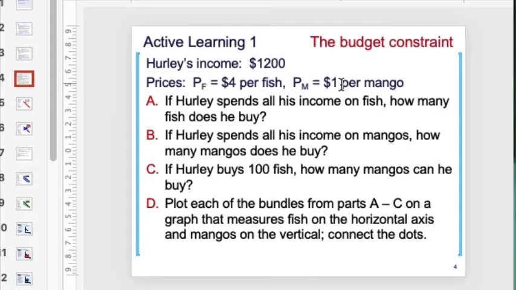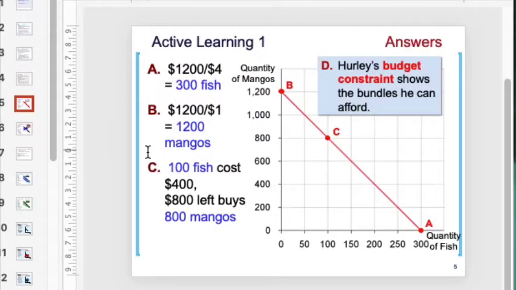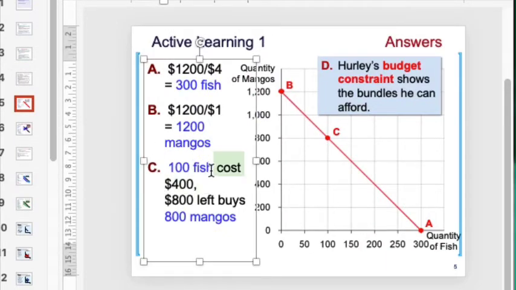Part C is if she decides to buy 100 fish, how many mangoes can she buy? 100 fish would cost her 100 times 4. That would mean 400. How much is left? 800. So one mango is $1, so she can buy 800 mangoes. So if you plot all of these together, $400 for the fish, 800 left with which you can buy mangoes, you come up with something called her budget constraint.